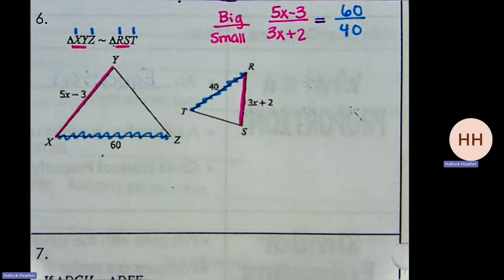So try to cross multiply. See if you can multiply.